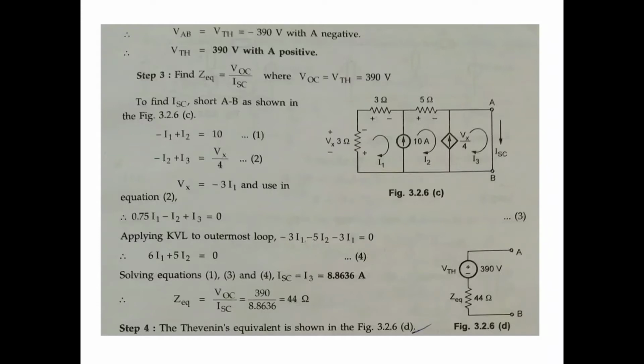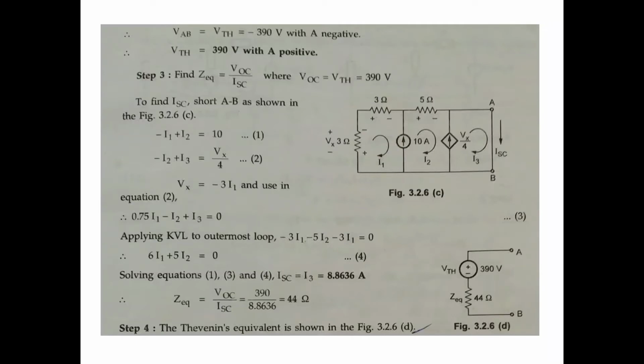Now find ISC by shorting AB. ISC is nothing but I3. How to get the I3 value? First loop: minus I1 plus I2 equals 10, that is one equation. Second, I2, I3 minus I2, plus I3, Vx by 4. What is the Vx value? Minus 3I1. That is 3 by 4, 0.75 I1, minus I2 plus I3 equals 0.